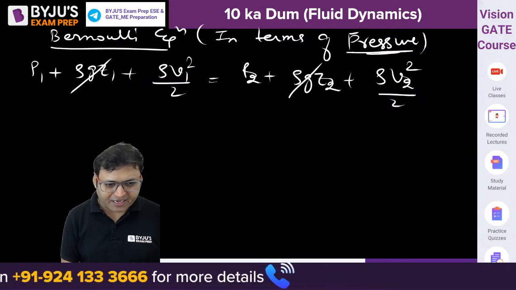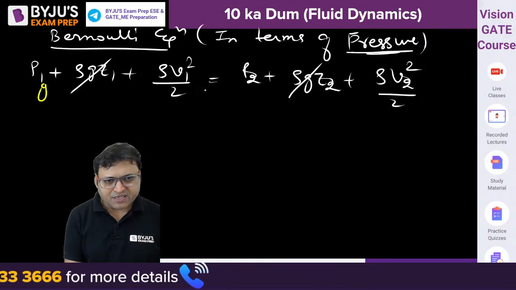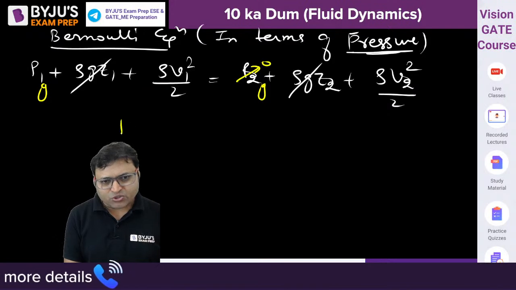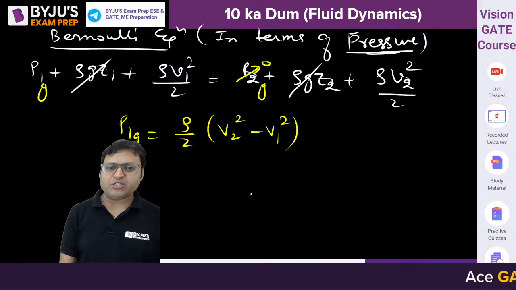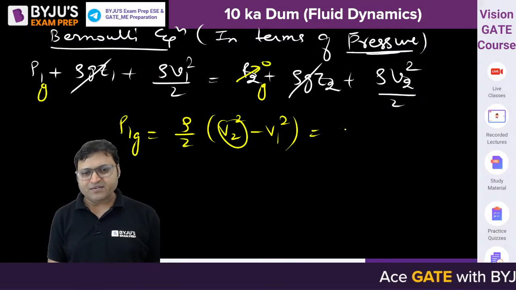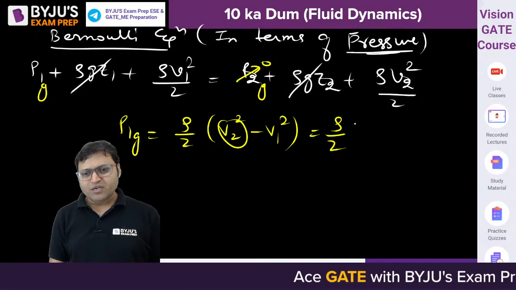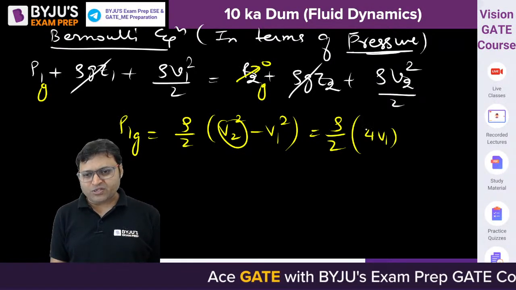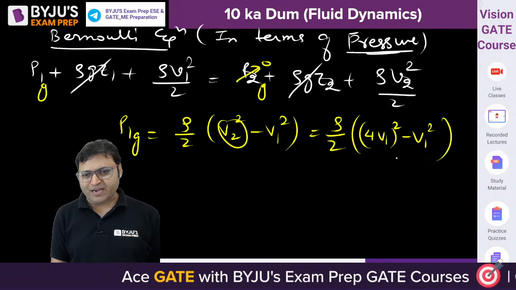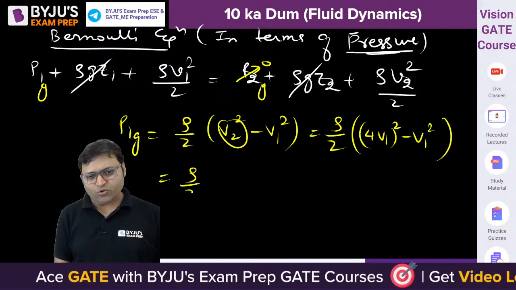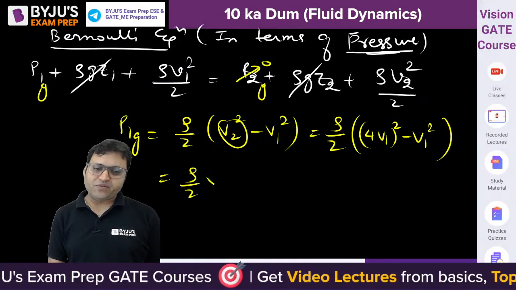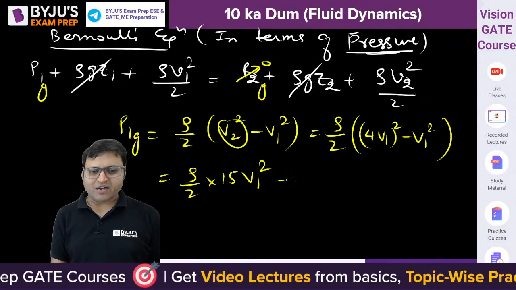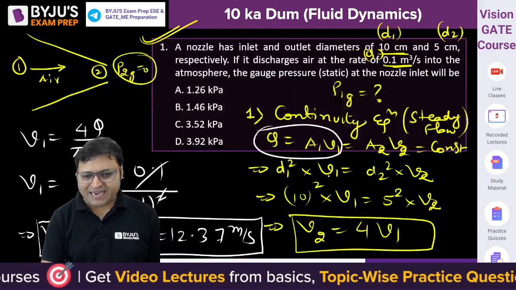P2 gauge, if we take, the question is to find out P1 gauge. So P2 gauge will be 0. So gauge pressure at 1 is simply rho by 2 into V2 square minus V1 square. And V2 is equal to 4V1. So it will be rho by 2 into 4V1 square minus V1 square, isn't it? So that will be rho by 2 into 16V1 square minus V1 square, so it is 15 V1 square. So if you put the value, what is the density of air?